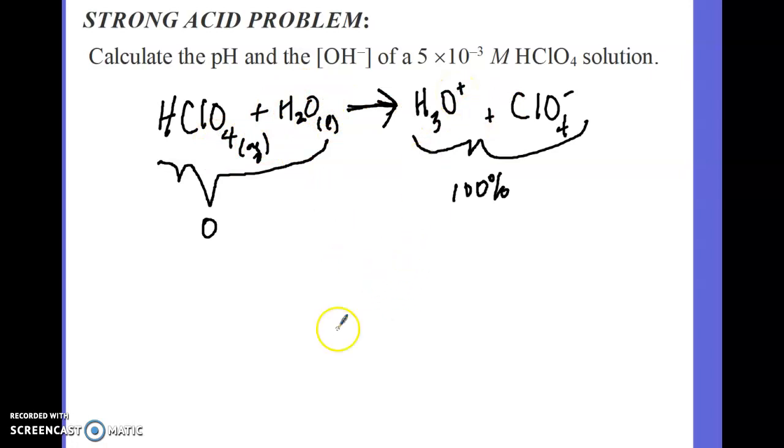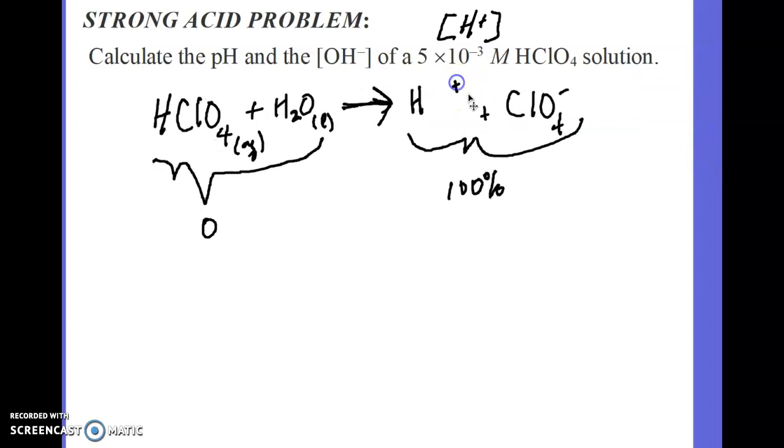So if we know that the concentration of this acid is 5 times 10 to the negative third molar, we know that is actually the concentration of the H plus, the hydronium, which of course we can abbreviate to simplify and make this H plus. It makes it a little bit easier. We simplify it and write H3O as H plus. So that's what we're looking for. That's because it's a strong acid. This is how it exists. This is the concentration of that.